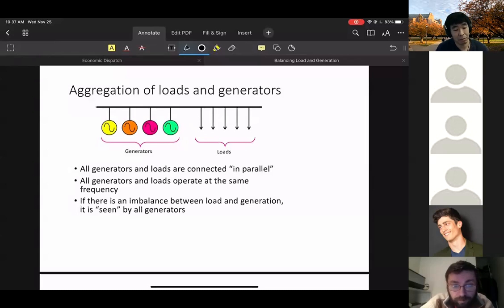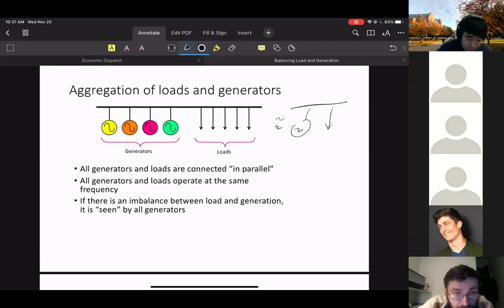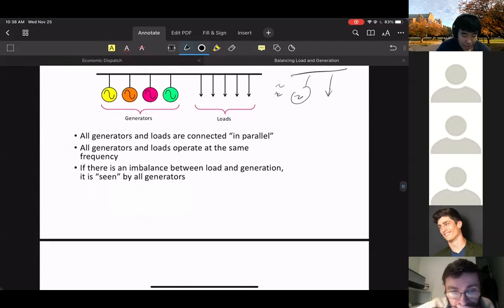So for this class, when we have multiple loads and multiple generators, we're going to treat this as a big generator and a big load. Meaning that if there's an imbalance in the load, it's going to be seen by all the generators, spread out across them. So roughly, even though there's more than one generator, we're going to think of there being only one generator and one load. We're going to treat all of this as a single system.